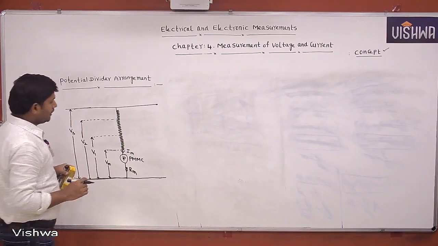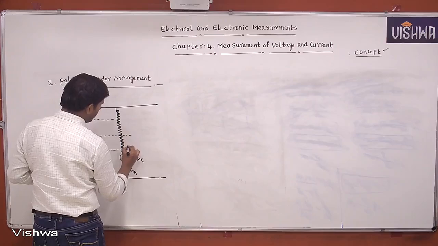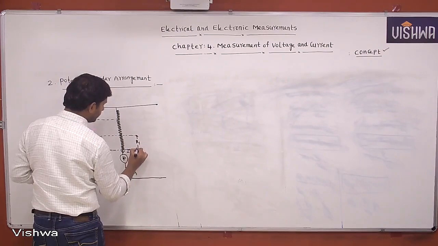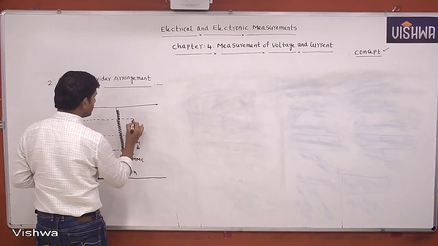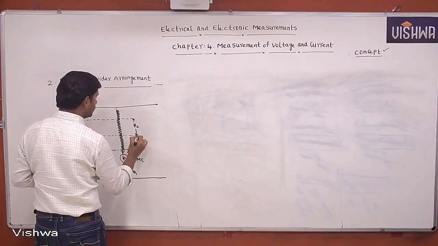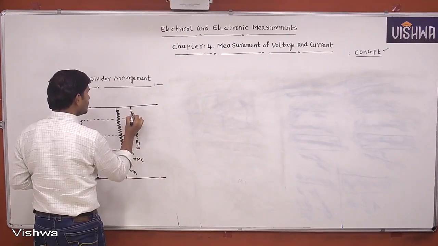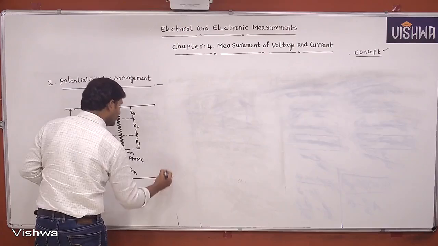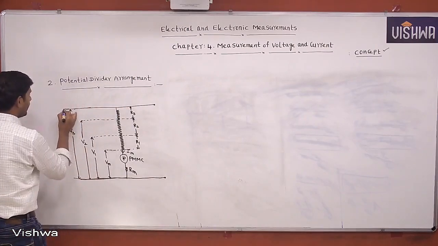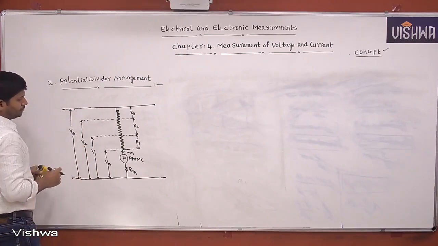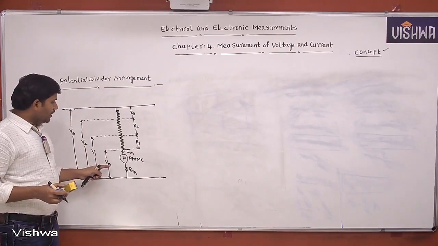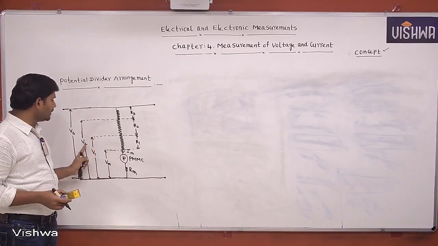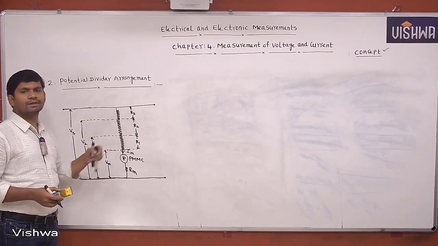Then let this resistance be R1. Let this resistance be R2. Let this resistance be R3. Then this arrangement is nothing but a potential divider arrangement. Vm voltage with Rm resistance, V1 voltage by adding R1, V2 voltage by adding R2, V3 voltage by adding R3.